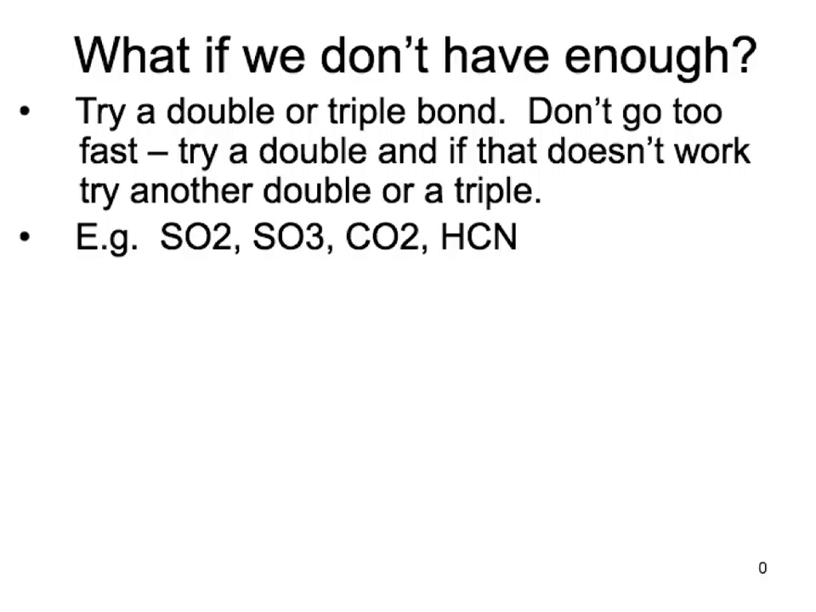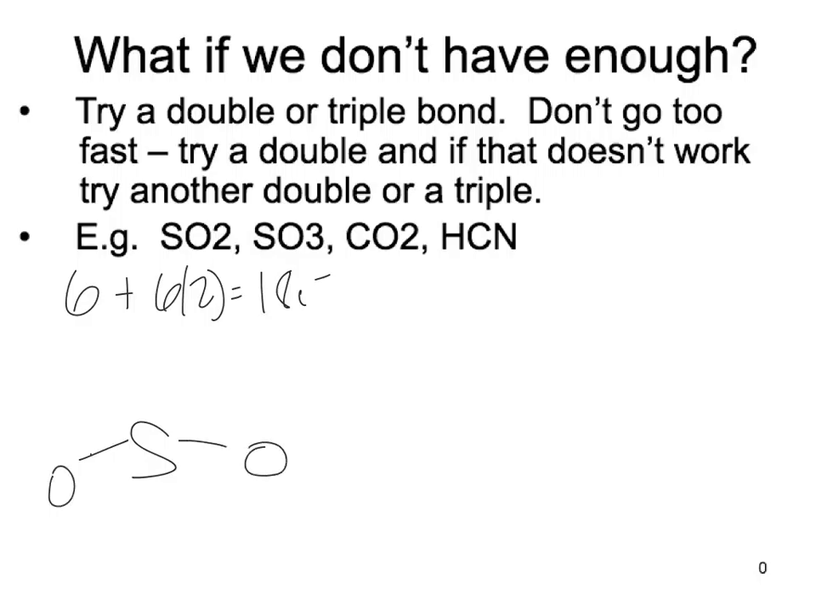So we're going to try a double or a triple bond. Don't go too fast. Try a double. If that doesn't work, try another double or a triple. So SO2: sulfur's in group 6, oxygen's in group 6, and there are 2 of them. We have 18 electrons. So I'm going to go ahead and try that.